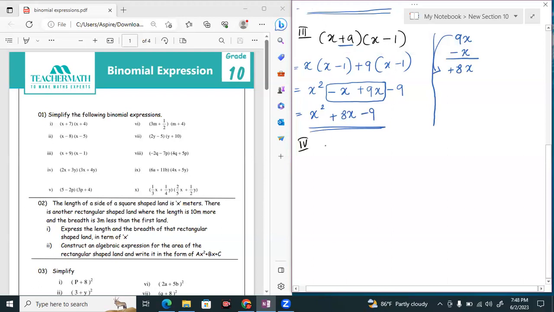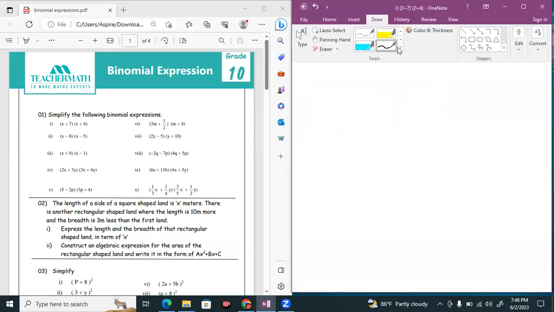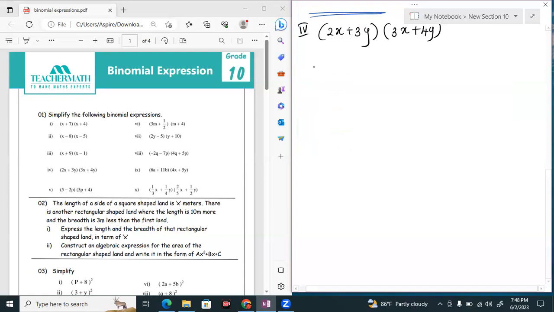Fourth one. 2x added 3y into 3x added 4y. Then here it is 2x into 3x add 4y plus 3y into 3x add 4y. Then 2x into 3x, it is 6x squared. 2x into 4y, it is 8xy.